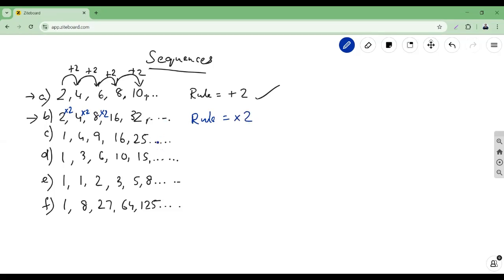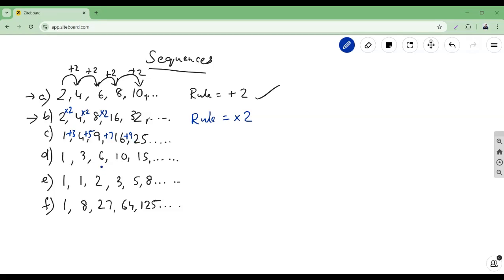Coming to the next one, if I add a 3, I will get this. If I add a 5, I will get this. If I add 7, I will get this. If I add 9, I will get this. There is some pattern: 3, 5, 7, 9. What is that pattern? These are all odd numbers: 3, 5, 7, 9.